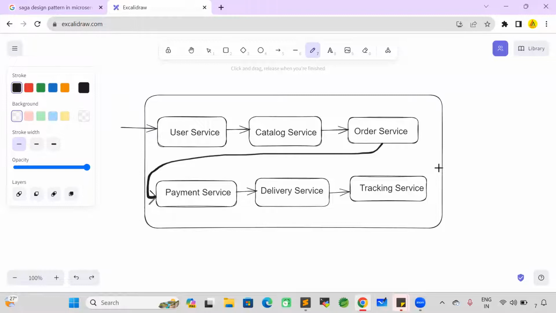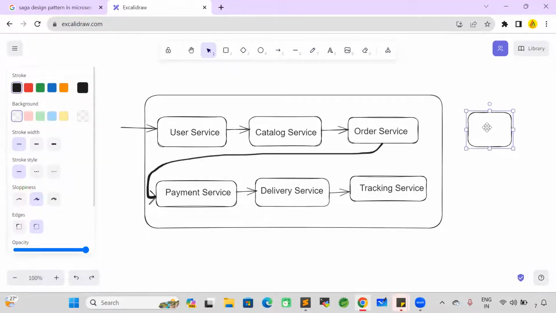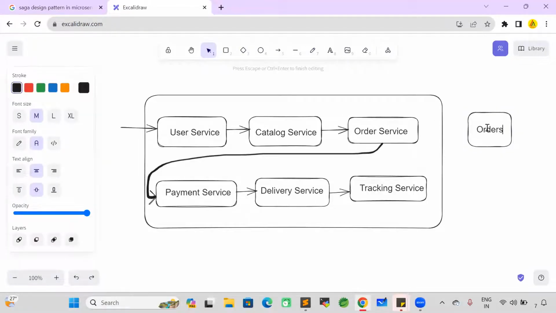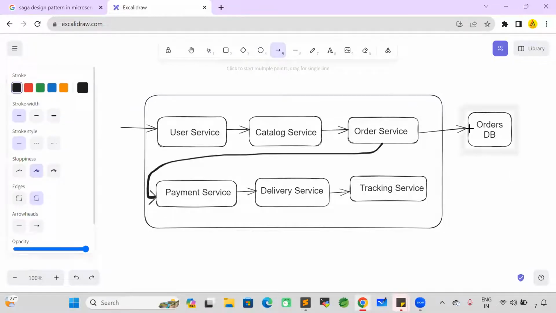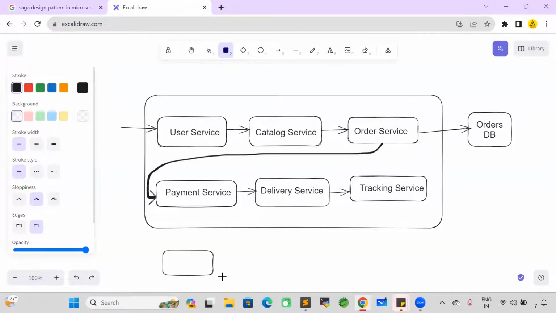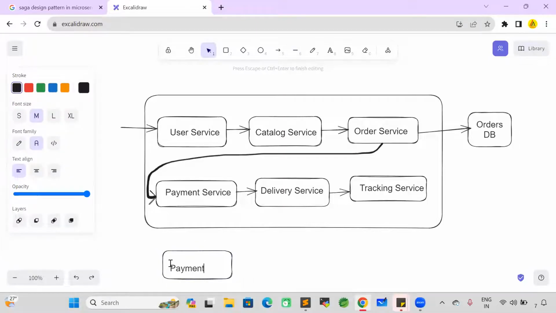But here, we are not going with a monolithic architecture application. We are going with a microservices architecture application. When you go for microservices architecture, there are multiple services available. Now, the order service has its own orders database, and orders will be placed into the orders table. Then payments will have a separate database, which is called payments DB.